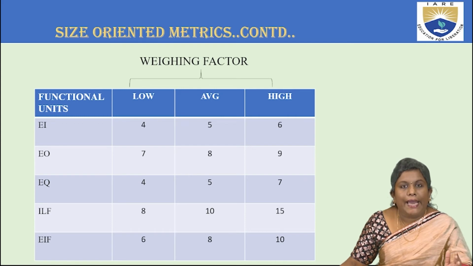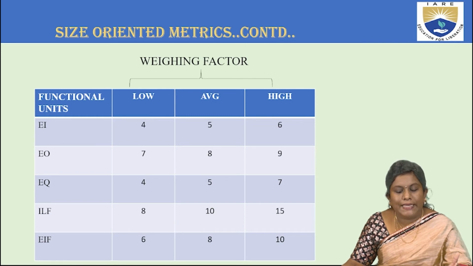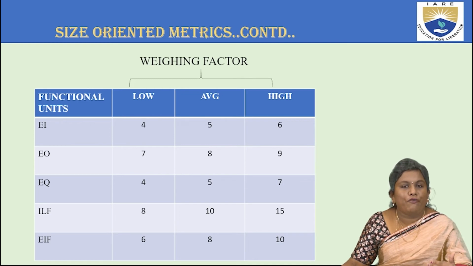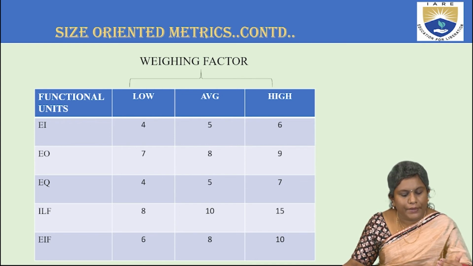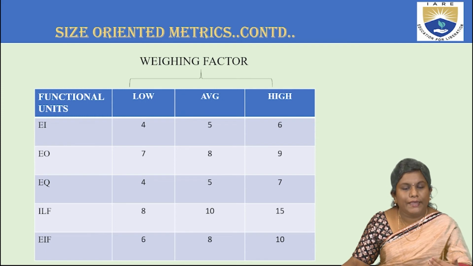If I say external inputs, the low value is 4, average value is 5 and high value is 6. Next, external outputs: 7 is the low value, 8 is the average value and 9 is the high value. Enquiries are taking 4 as low, 5 as average, 7 as high. Then internal files are 8 as low, 10 as average, 15 as high. Then external interface files, 6 as low, 8 as average, 10 as high.